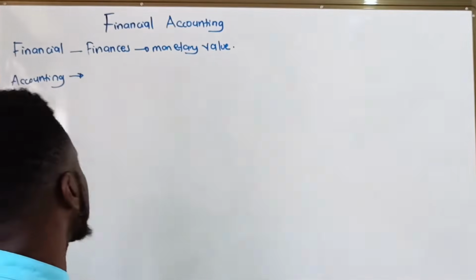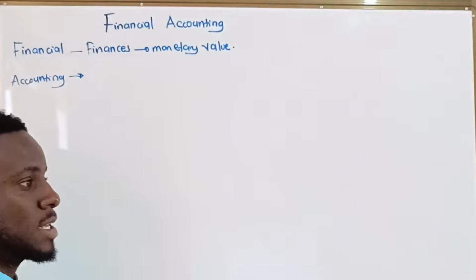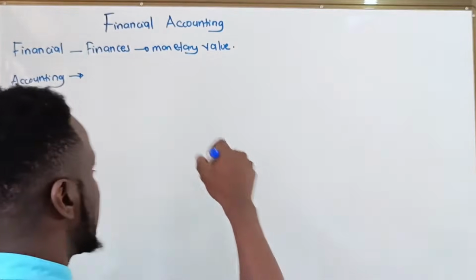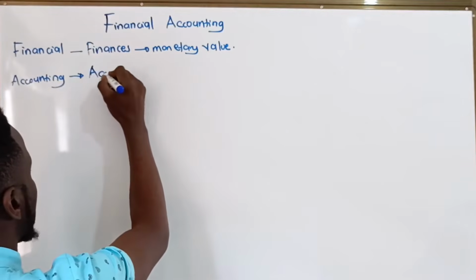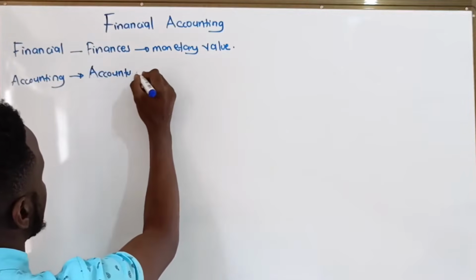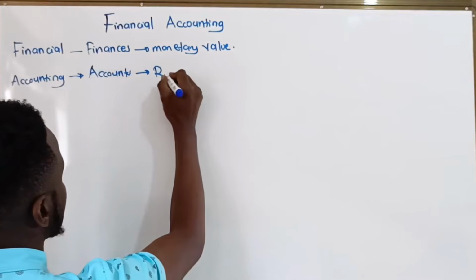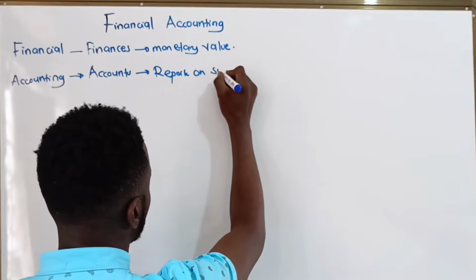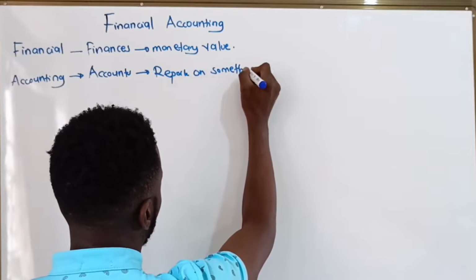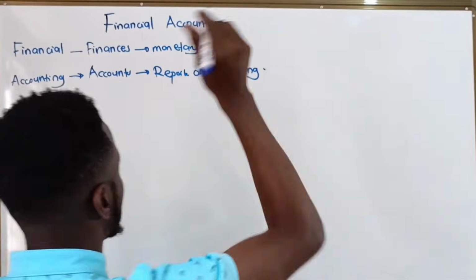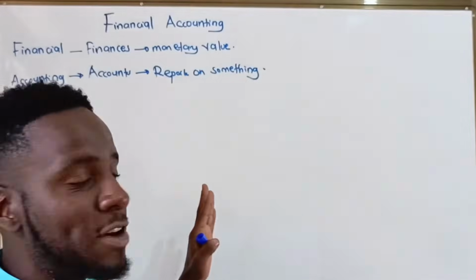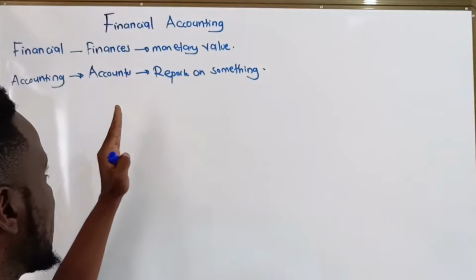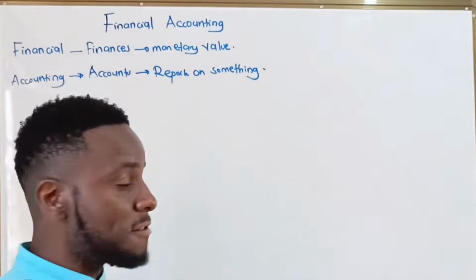Then accounting comes from the word accounts. Accounts is to give a report on something. So literally, when you talk about financial accounting, we are looking at giving a report on the finances of the business.